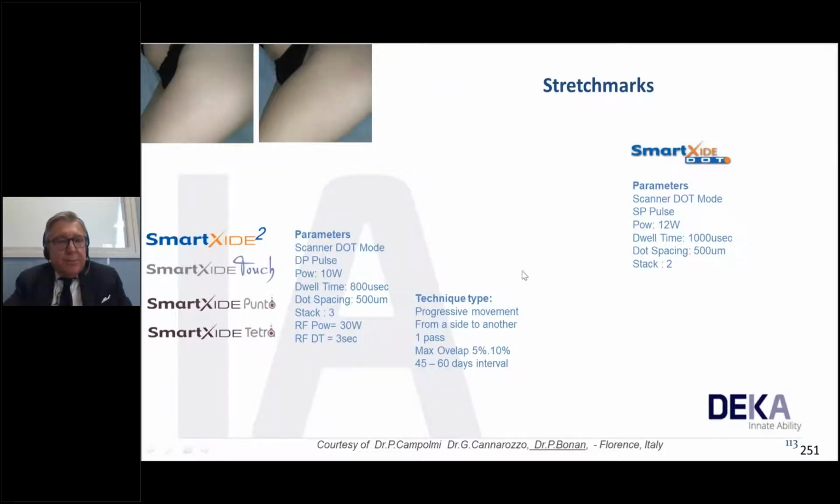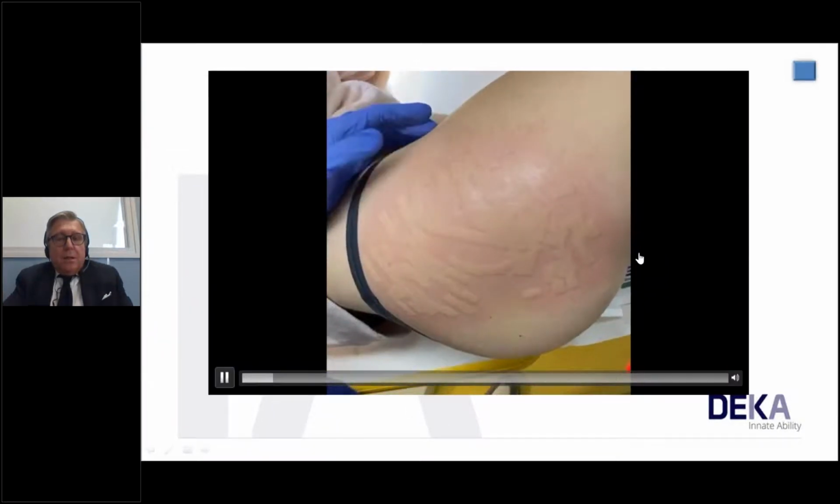These are the technique and the parameters. On the left, DP pulse, power 10, dwell time 800, dot spacing 500, stack 3 or 2, depending on the type of skin. With the radio frequency, we use 30 watts and 3 seconds as dwell time. With the previous one, we use SP pulse, power 12 watt, dwell time 1000 microseconds, dot spacing 500 microns, sorry, and stack 2.